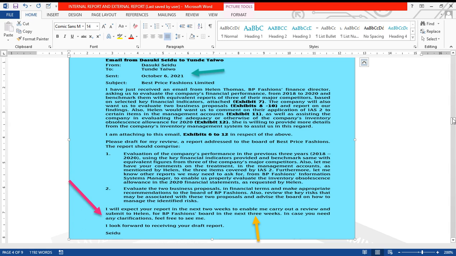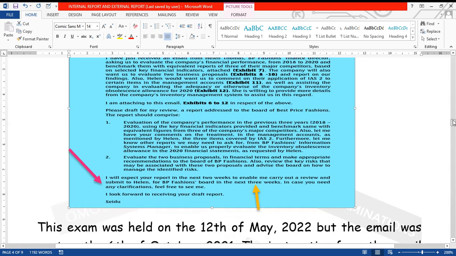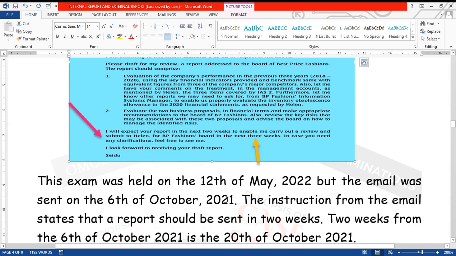If you look at the pink arrow and the yellow arrow, I highlighted the main things that were said. They said, I will expect a report from you in the next 2 weeks to enable me to carry out a review and submit to Helen for the BP Fashions board in the next 3 weeks. BP Fashions is the client. Now, you're writing the exam. I wrote it down here. The exam was held on the 12th of May 2022.